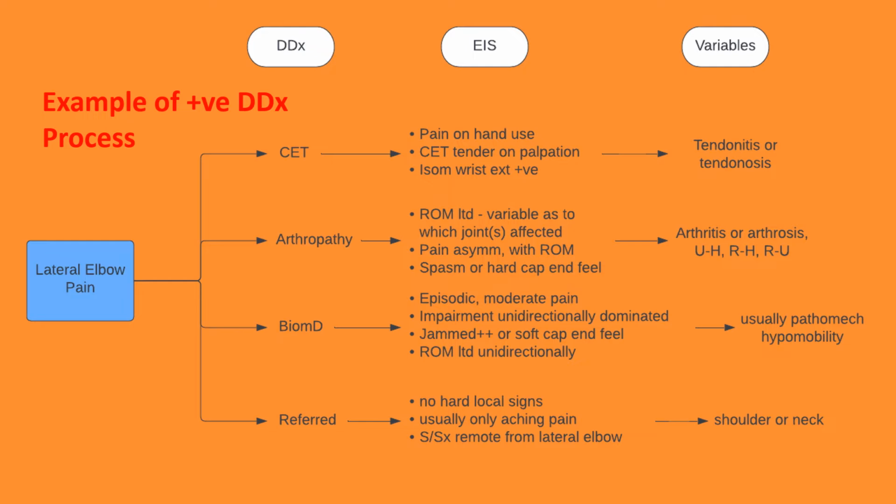The range of movement will be limited with a jammed infill anyway, unidirectionally. With a hypermobility with a soft capsular infill, it depends on the movement that's painful. If only one of these movements is painful, then it will only be limited in one direction. If both movements are painful, then it will be limited in both, and usually it's one direction.